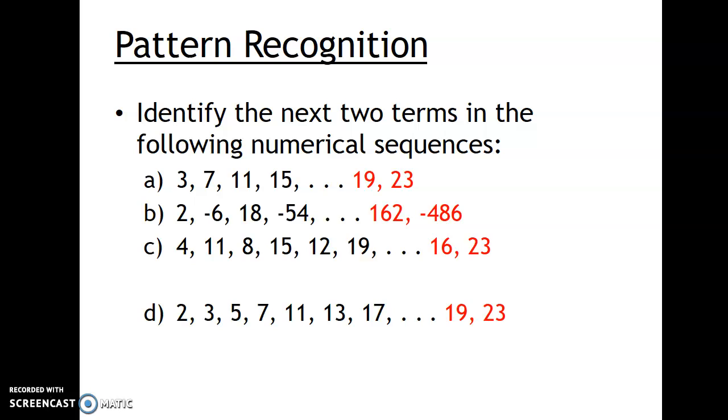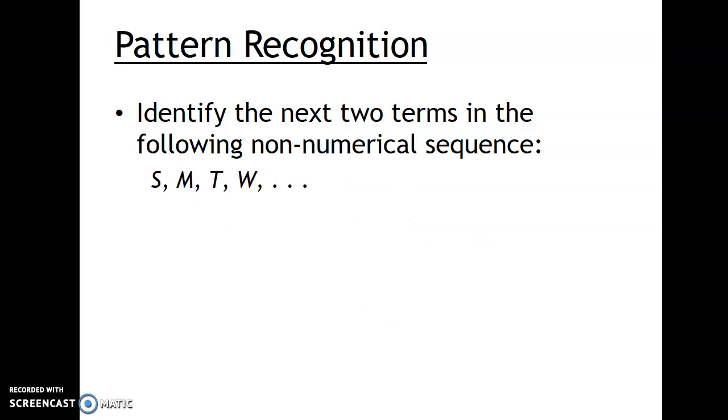The next example I want to take a look at isn't quite numerical, but it is sort of a case of pattern recognition, trying to figure out what's going on here. So this sequence isn't numerical in nature. I just gave you letters. So we have S, M, T, W. And I want you to guess the next two letters that would occur in this sequence. Again, feel free to pause, think about it.